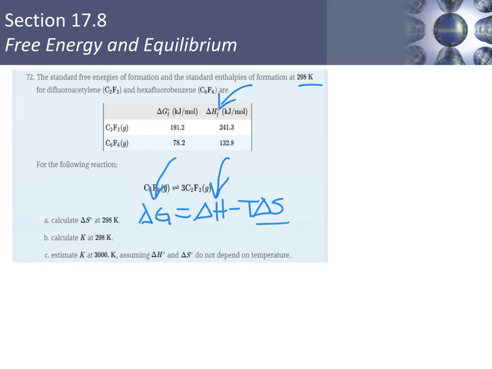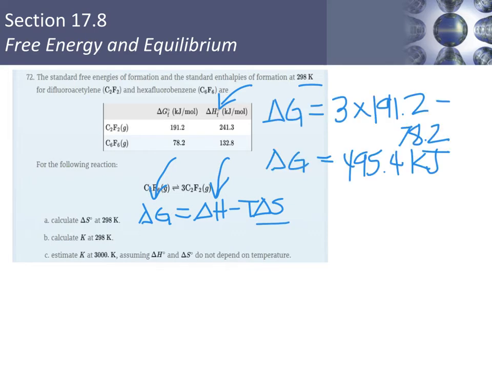And then we can go ahead and solve for delta S. So starting with the delta G, we'll do the sum of the free energies of formation of the products minus the sum of the free energies of formation of the reactants. And we'll get 495.4 kilojoules. This is a positive value, so this is not spontaneous or not thermodynamically favored.